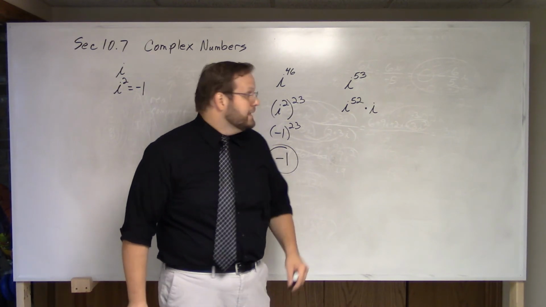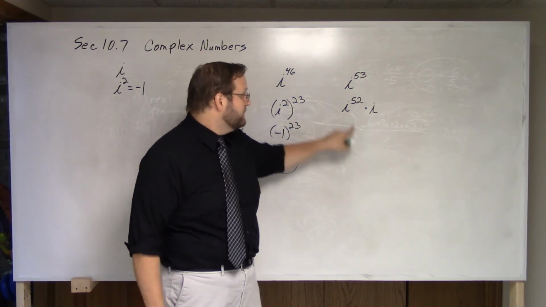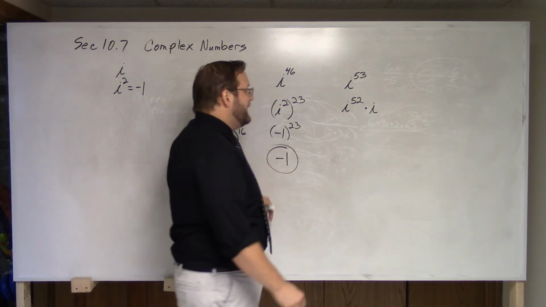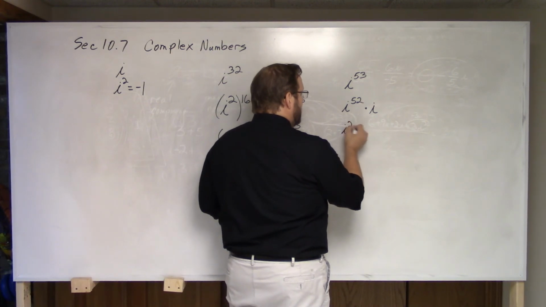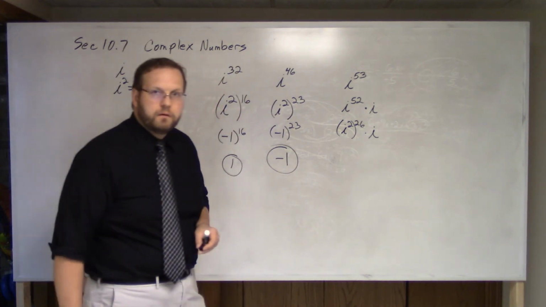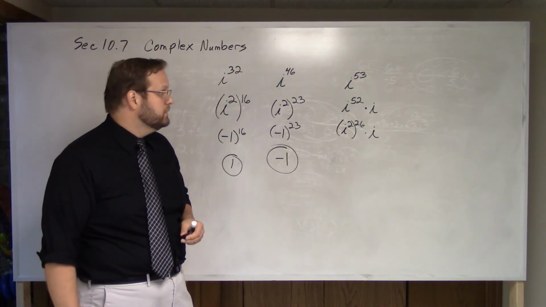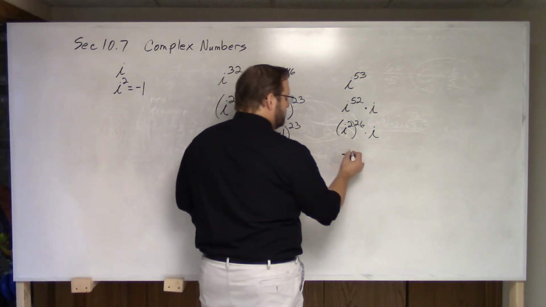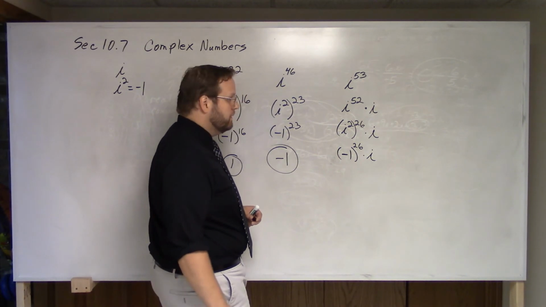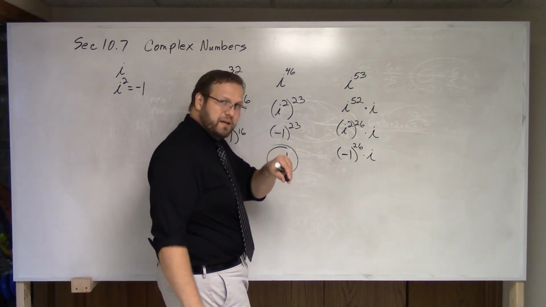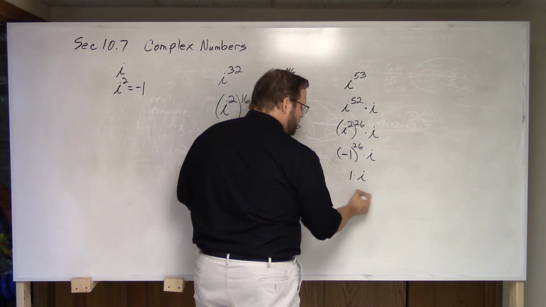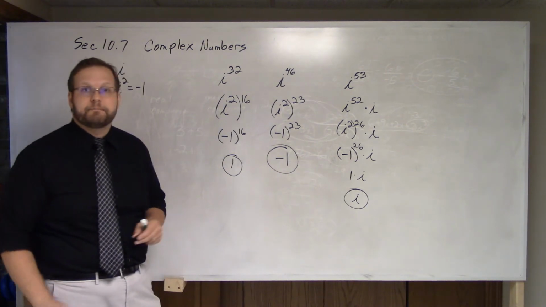Okay? Now, this i is going to be along for the ride, but the other part is the one that we can now manipulate like I manipulated these. So i to the 52nd I'm going to think of as i squared to the 26th. Don't forget times i. 2 times 26 gives me that 52. i squared is negative 1 to the 26th times i. Negative 1 to the 26th, an even number of negatives, gives me a positive 1 times i, which is just i. That's it.